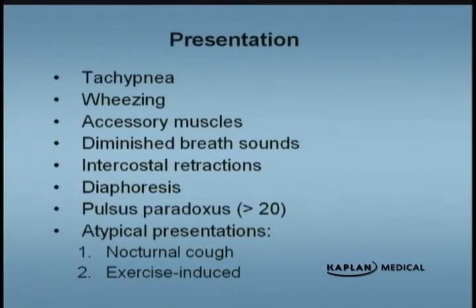So right away, a couple of things that you should know from this slide that tell us that this is an acute exacerbation: accessory muscle use, diminished breath sounds and silent lung, intercostal retraction, diaphoresis, and a pulsus paradoxus of over 20. All these are ominous signs. You have to watch that patient closely, because this patient has a severe asthma exacerbation.